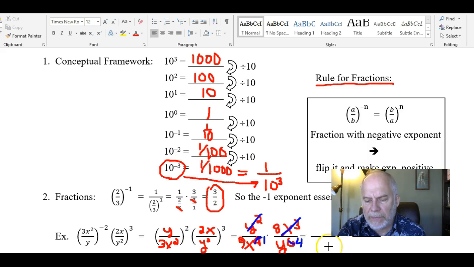So the only thing left up top is the number 8. I actually did this without rewriting it, but it's basically going to give you the answer of 8 over 9, x to the first power, so I can just write x, and then y to the 4th power. So 8 over 9x y to the 4th. All right, so you can see that that was a bit tricky, but we just reduced the fraction. All right.